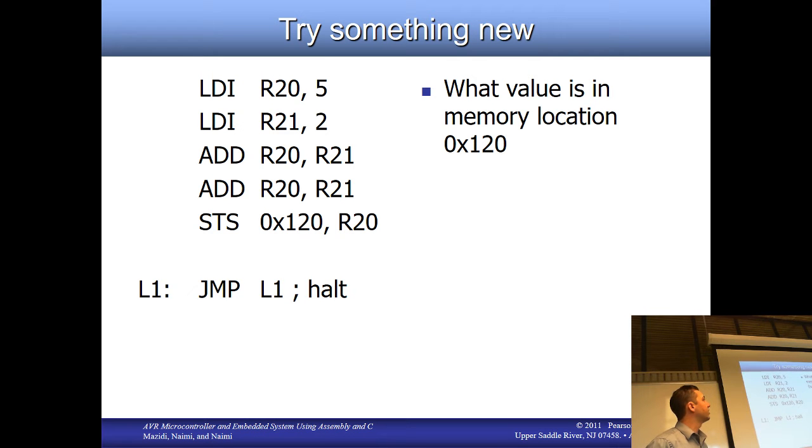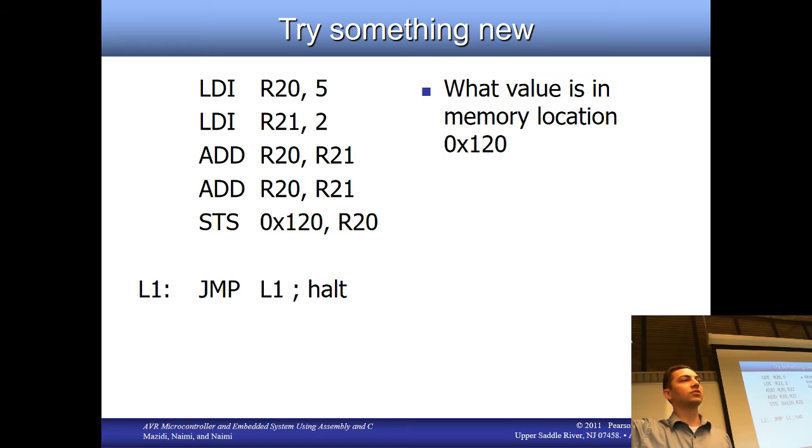Try something else here. We've dealt with LDI instructions. We've dealt with an add instruction. What is the contents of memory location 120 after this has been executed? What numbers are we adding first off? We can see them in the immediate instructions. They're 5 and 2. What's 5 plus 2? 7. Raise your hand if 7 is stored in address 120.